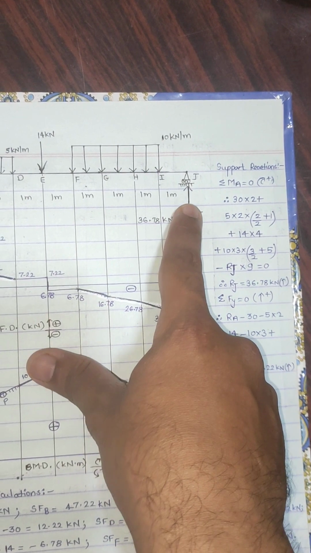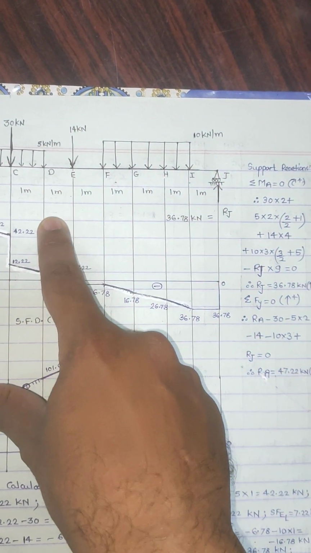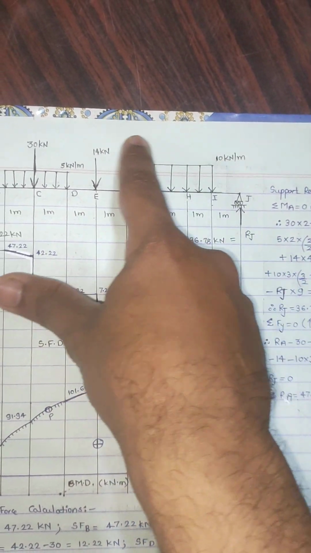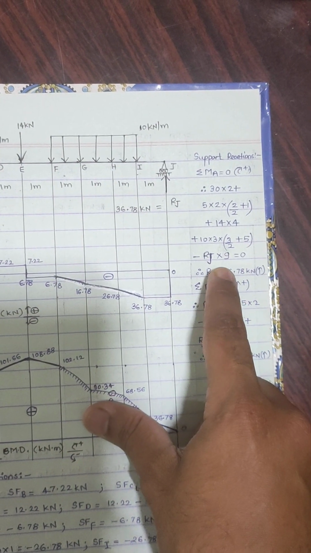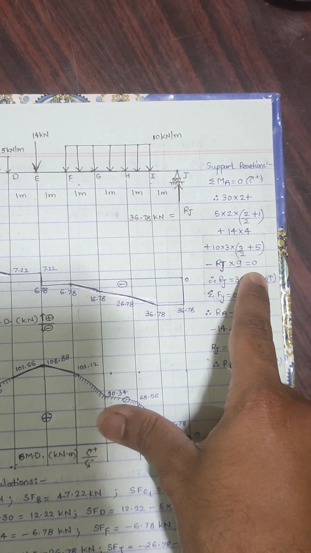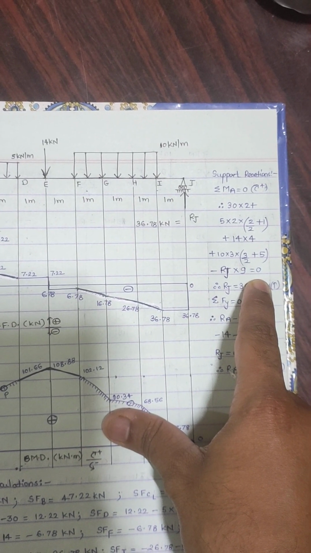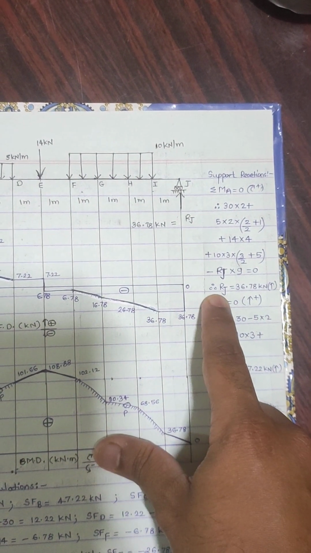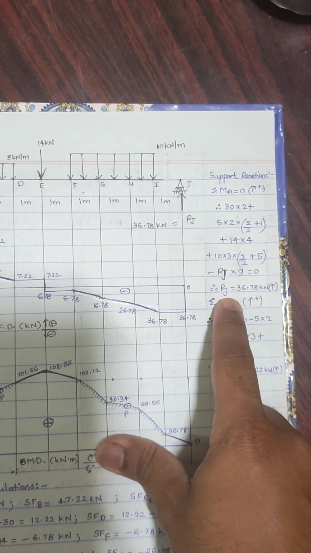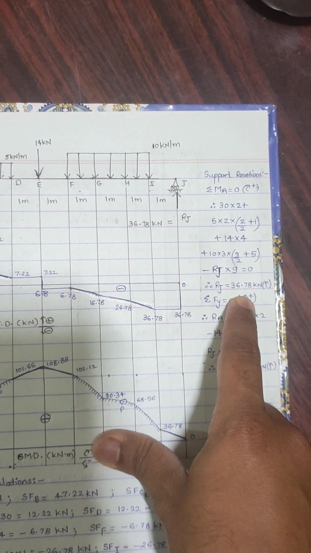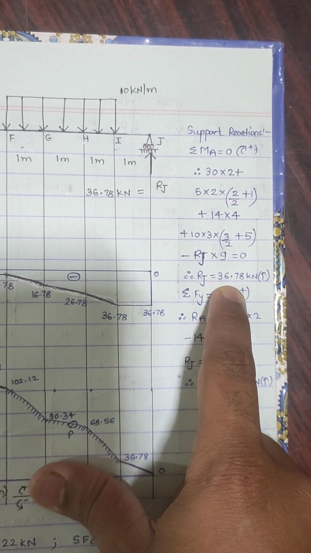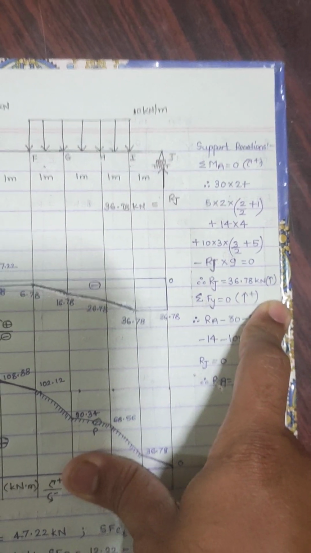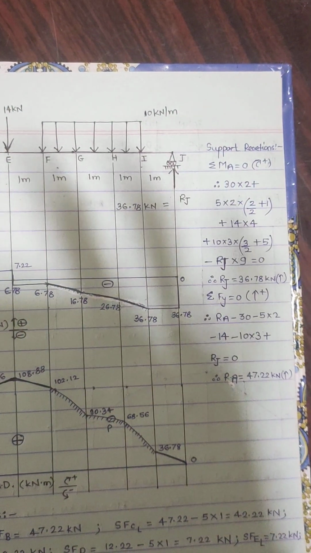Then this RJ, reaction at J is going in anti-clockwise direction, so RJ multiplied with this total 9 meter distance, so RJ into 9 equals to 0. Okay, so from this when we put it in calculator we'll get RJ equals to 36.78 kilonewton. Because it is positive, we have to consider the assumed upward direction correct.